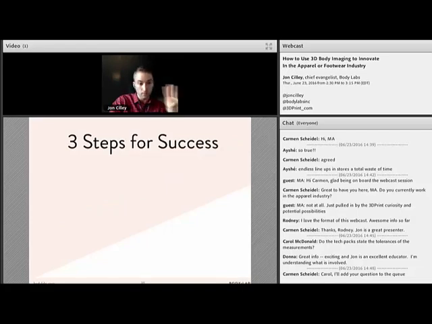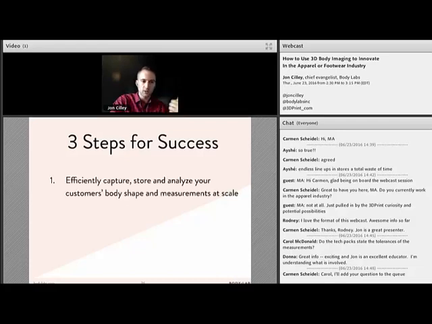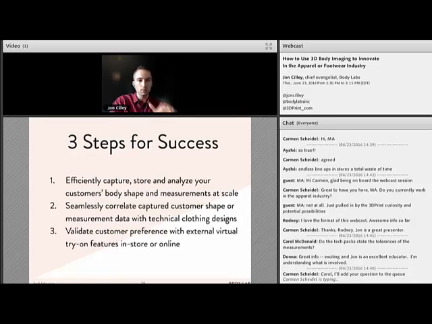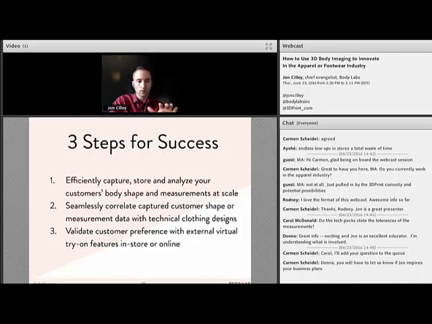Well, from my perspective, there are really 3 steps for success to be able to resolve these issues. Number 1, I think you need to efficiently capture, store, and analyze your customer's body shape and measurements at scale. Okay? And we're going to dive into more detail of each of these 3 steps in a moment. Number 2, you need to seamlessly correlate that captured shape data or measurement data with the technical clothing designs. We'll talk again in detail about that in a second. And then you need to validate customer preference with external virtual try-on features, either in-store or online or both.